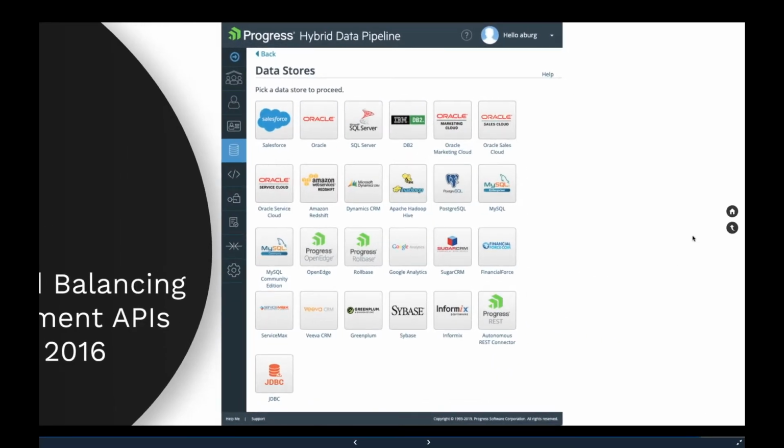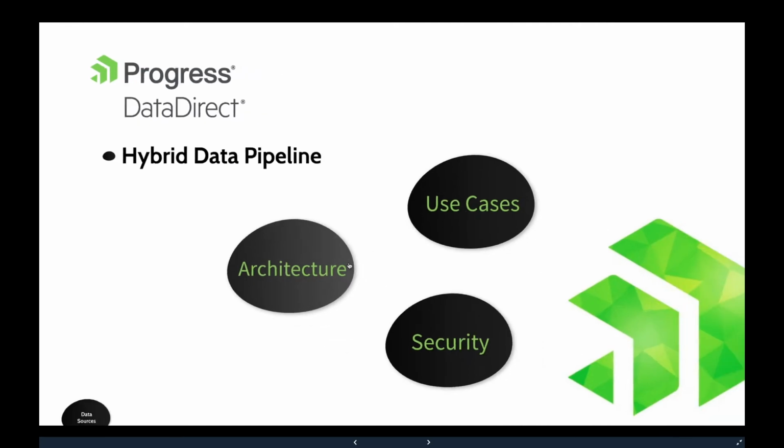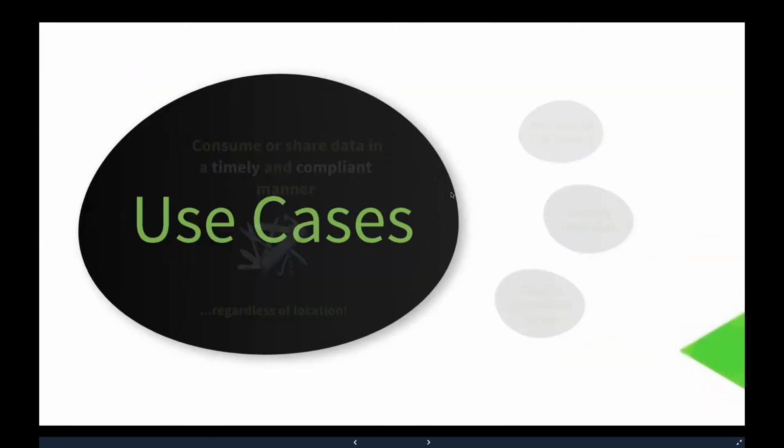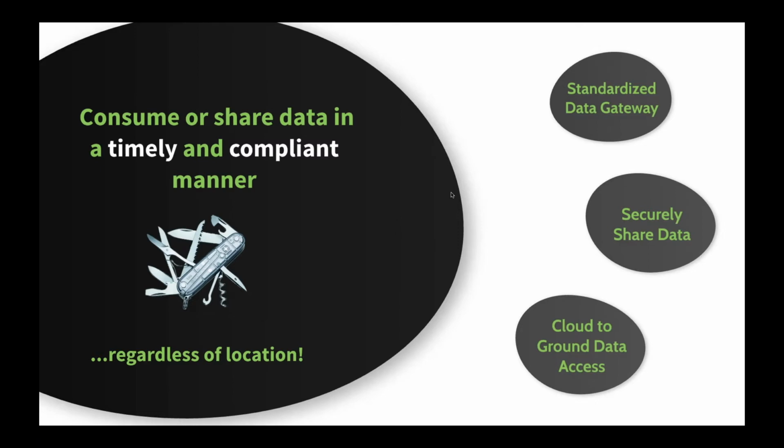So let's hop into a little bit more on some of the use cases. When we take a look at Hybrid Data Pipeline, it's really designed to help you consume or share data in a timely and compliant manner, regardless of location. I tend to use a Swiss Army knife metaphor for this. It serves a lot of different purposes. By timely, I really mean that it's giving you real-time data access. So we're not storing the data in Hybrid Data Pipeline. It's accessing the data at its source, and also timely in that it's easy to deploy and configure.